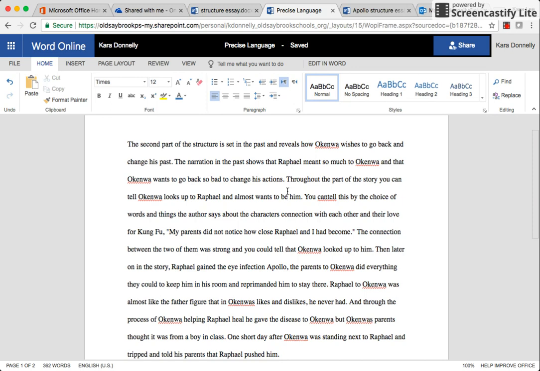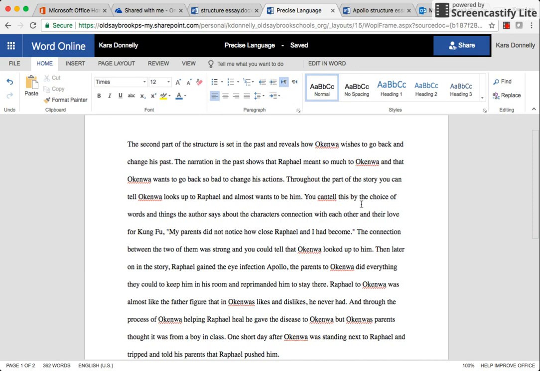Let's do one more sentence. "Throughout the part of the story, you can tell Okenwa looks up to Raphael and almost wants to be him." I'm going to get rid of "you can tell" because that's not very precise language. Instead, I'm going to figure out why this person thinks that Okenwa looks up to Raphael.